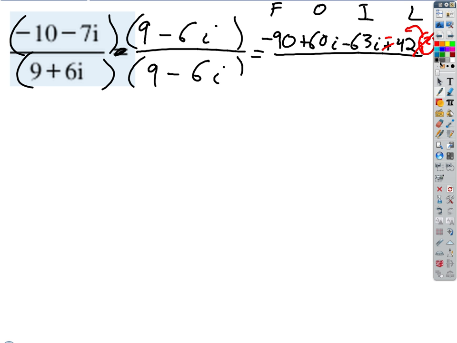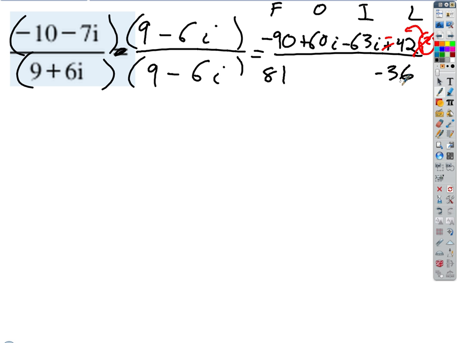Now, on the bottom, when we FOIL out the bottom, they're conjugates. So product of the first terms would be 81. What's going to happen to the product of the outer terms plus the inner terms? Anybody know? They're going to cancel. Guaranteed, they're going to cancel. So you don't even have to do them. We could just skip right over to the product of the first terms plus the product of the last terms. What's the product of the last terms going to be?